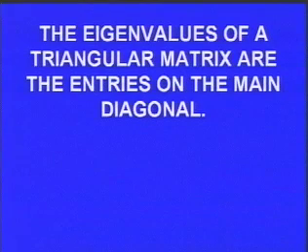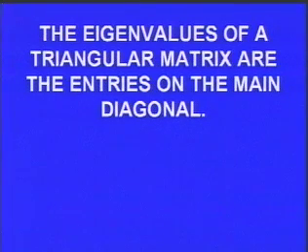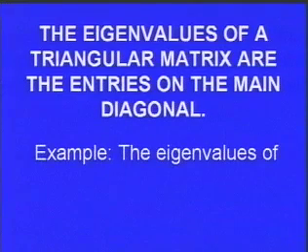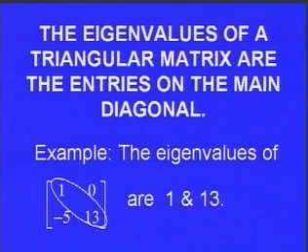All right, why do we care about triangular matrices? Because the eigenvalues of a triangular matrix are the entries on the main diagonal. Let that sink in. The entries on the main diagonal are the eigenvalues. So if I had this example, the 1, 0, negative 5, 13, and that was the first example on the last screen. If it asked me to find eigenvalues for it, since it's triangular, they're 1 and 13. I'm done with that problem. How quick was that?